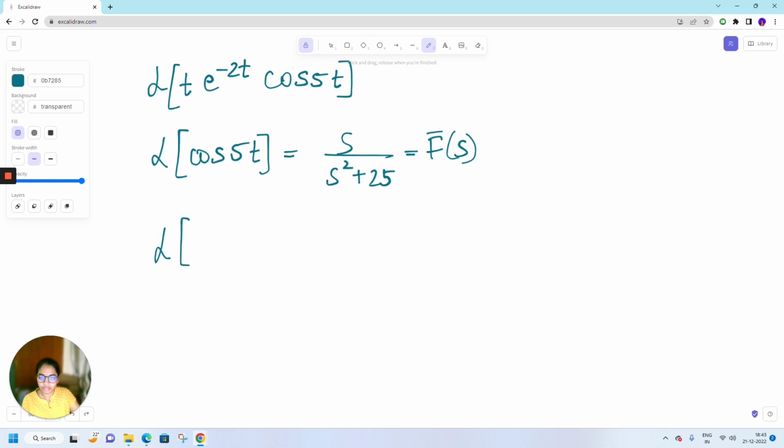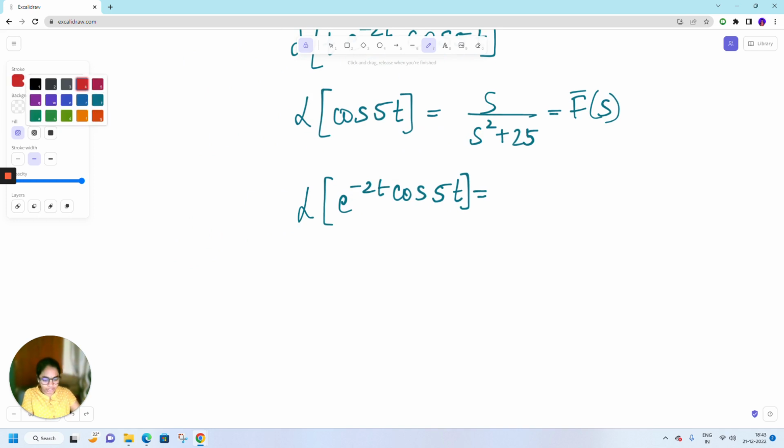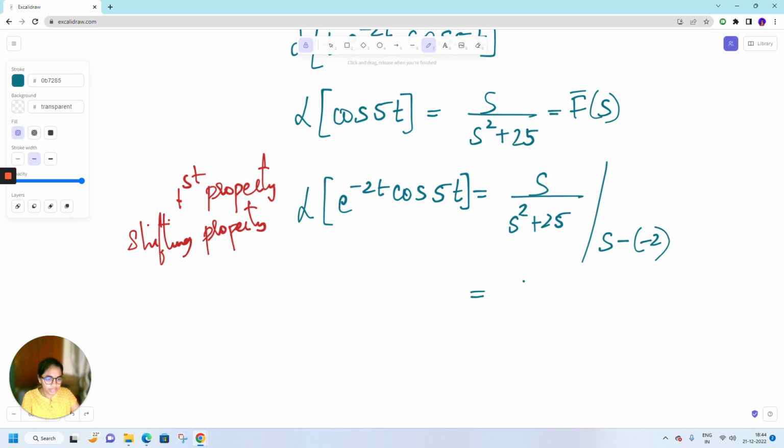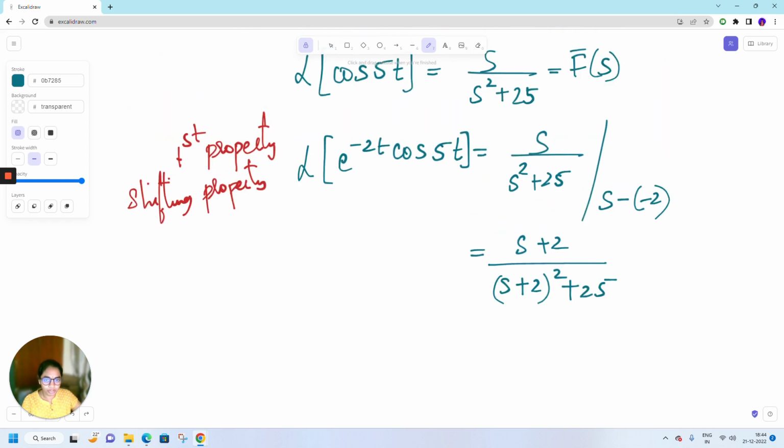Laplace of e power minus 2t cos 5t. What is this? It is the shifting property, right? Let me write that down. This is the first property, which is called the shifting property. What does the shifting property say? Replace f of s with f of s minus a. Wherever you have s in s square plus 25, replace it with s minus a. In place of a, I have minus 2, right? So I'll replace s with s plus 2, giving s plus 2 divided by s plus 2 the whole square plus 25. Now we have found the Laplace of e power minus 2t cos 5t.